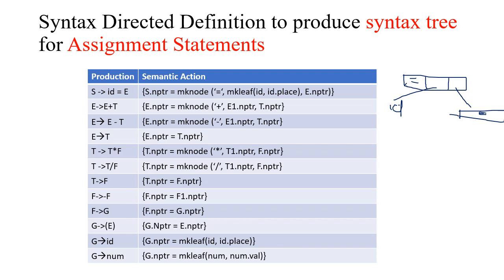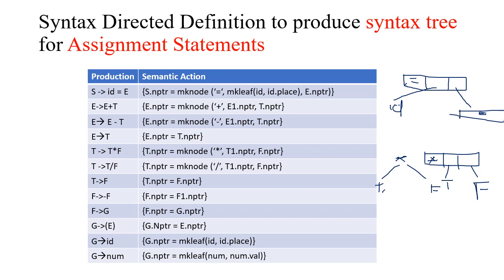T gives T star F. For star, we have to create a node like this, and this star has two operands, one holding T1.nptr and another holding F.nptr. This one is T1, this one is F. This is equivalent to our representation. This one is star, this one pointing to T and this one pointing to F. This whole is created by the makeNode function.